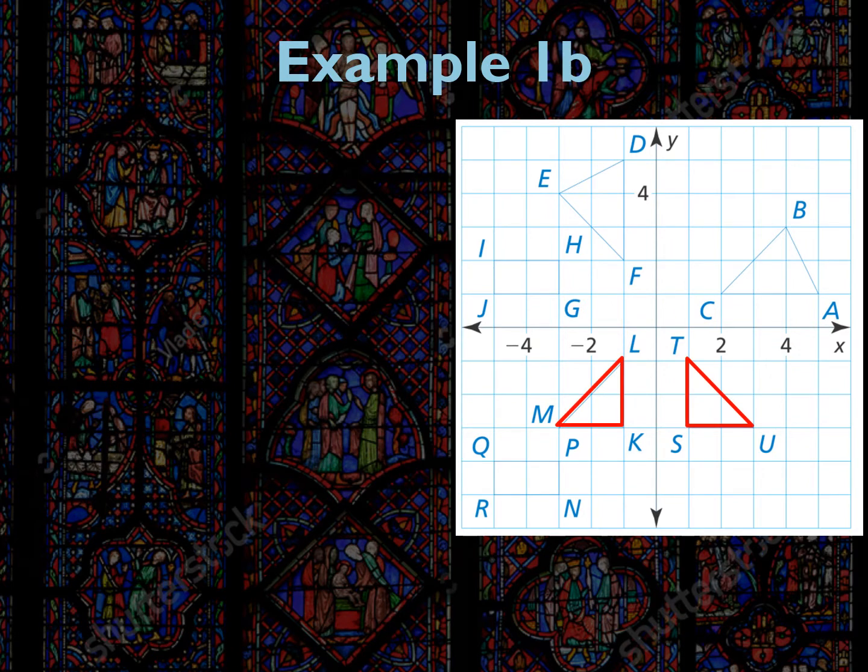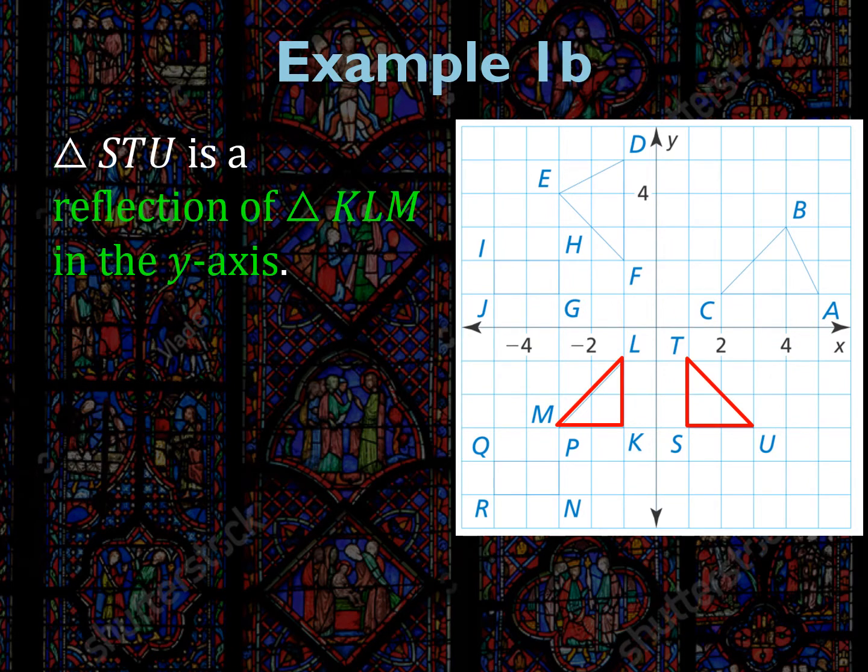Next, we have two triangles. We have triangle STU. It is a reflection of triangle KLM in the y-axis. And notice that both these triangles are equidistant from the y-axis, which is there. So triangle KLM is congruent to triangle STU. Remember, reflections are rigid motions. Shapes are still congruent.